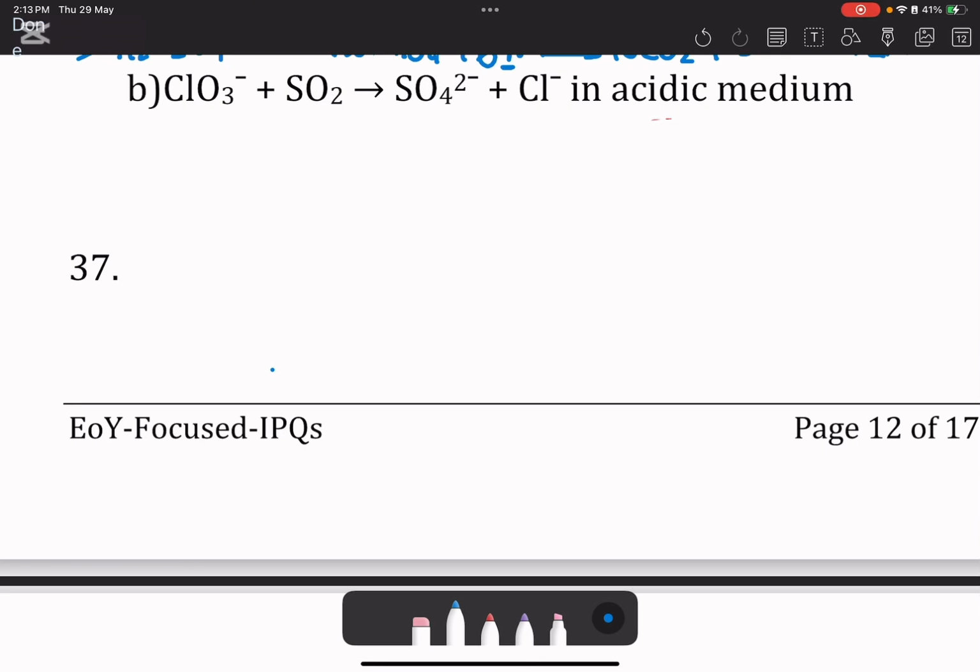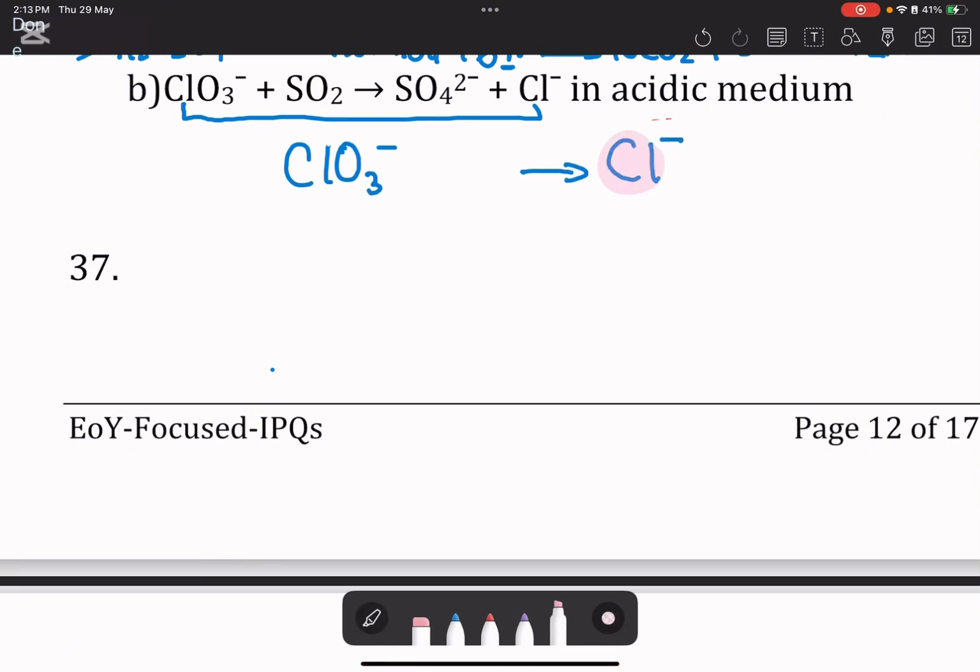Now again, let's take this other example. ClO3 minus giving Cl negative. So first, balance the atoms. 1 Cl, 1 Cl, balanced. Second, balance the O by adding H2O on the side that is missing the O or has less O. So clearly, I need 3 O over here, so I'll add 3 H2O. Then, balance the hydrogens by adding H plus on the side missing hydrogen.